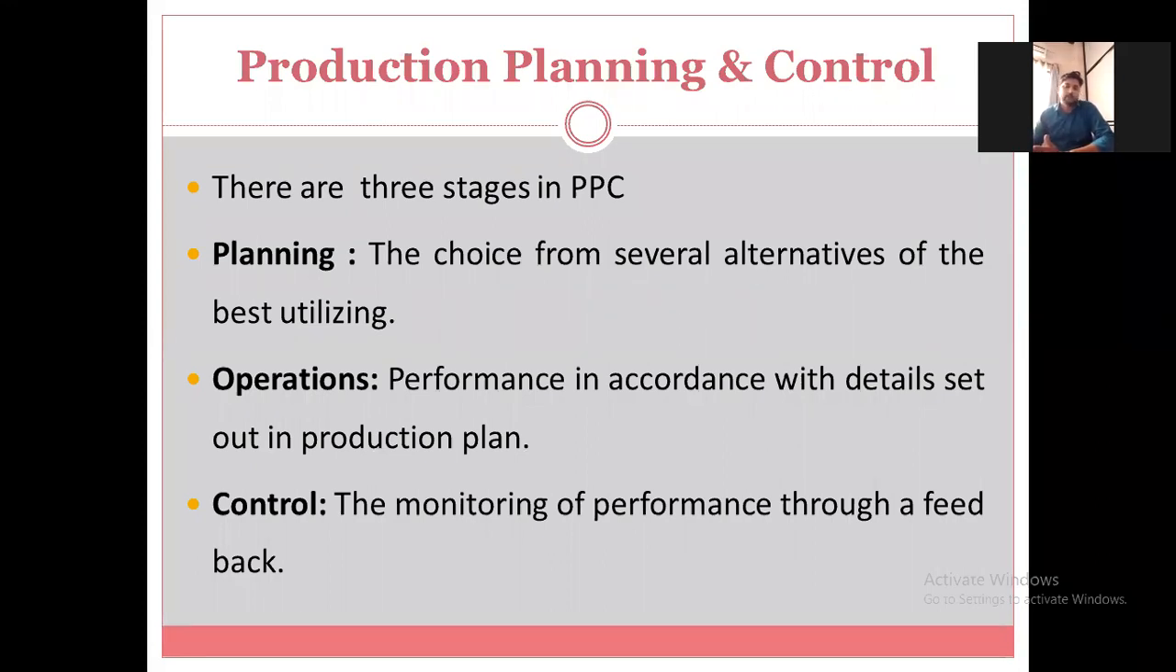In the planning phase, we have to select suitable resources for the production purpose. Resources in the sense of raw material, manpower, and machinery. Multiple varieties are available in those three things.